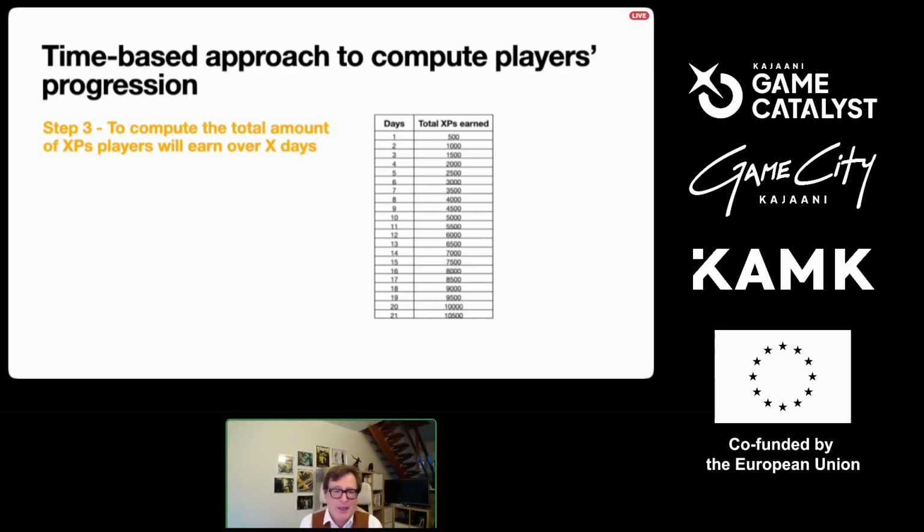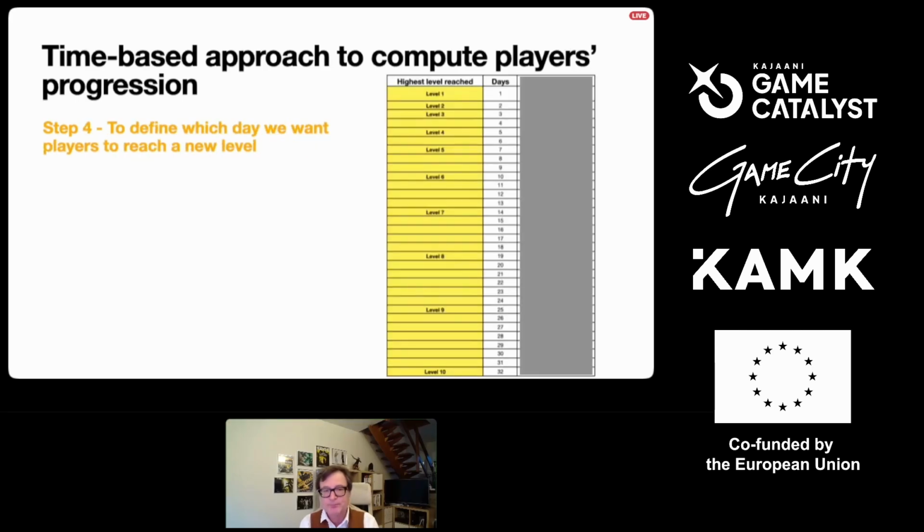Step 3 is to compute the total amount of XP that players will earn over X days. In my case, 21 days. So in this example, as I said, I limited myself to 21 days. So it's very simple. On the first day, my player will earn 500 XP, on the second one, 1,000, and so on. Very simple. Okay.